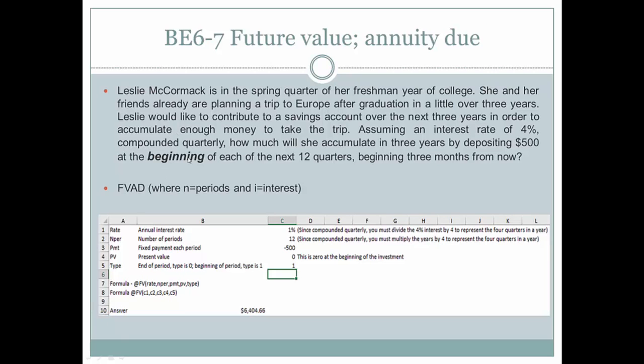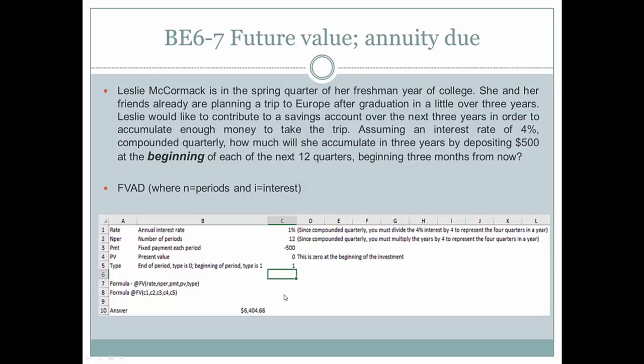So now we have the same set of facts, but now she's going to be paying out the $500 at the beginning. So this is an annuity due. So we have the same information filled out as before. However, in C5, we'll be putting in the value of 1 in order to calculate this. And this makes more sense.